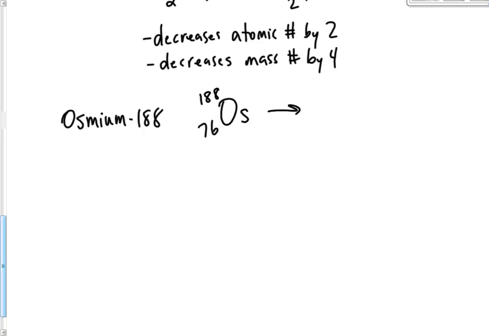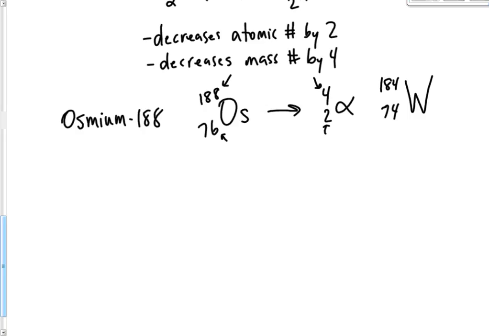All right, and then it is going to undergo radioactive decay, alpha decay, so it's going to break apart into an alpha particle. So you're going to draw your alpha particle, okay? And then you're basically going to subtract. 188 minus 4 is 184. 76 minus 2 is 74. Okay, then you're going to look on your periodic table. What element is number 74? Okay, and that is tungsten, W.